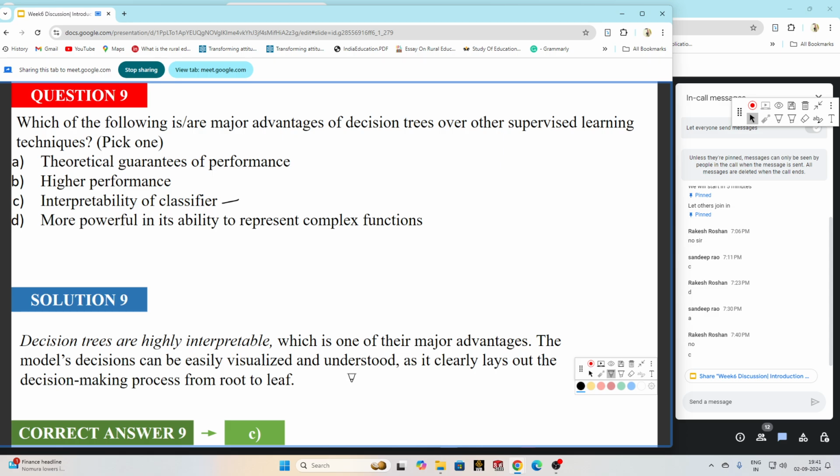Decision trees are highly interpretable, which is one of the major advantages of this type of machine learning model. The model's decision can be easily visualized and understood, like we have seen in the example where we created a tree, as it clearly lays out the decision making process from the root to the leaf. So that is why option C is your correct answer. Again an easy but very important question, because this is the major advantage of the decision tree over other supervised machine learning models.